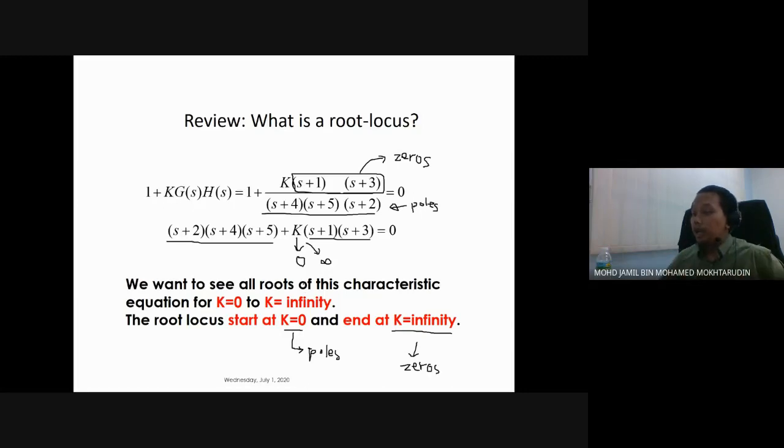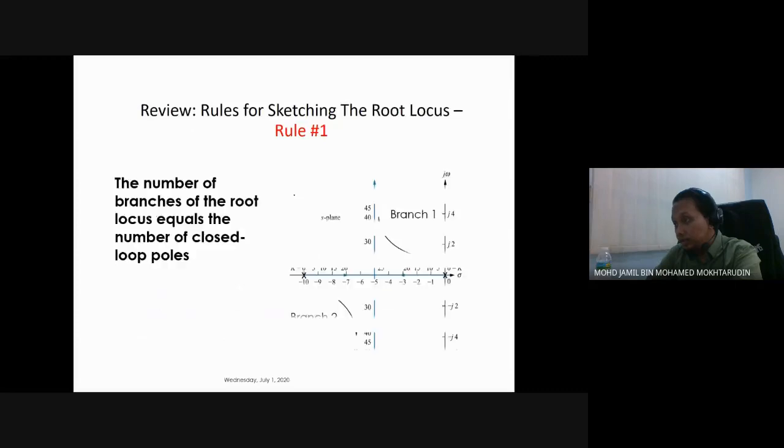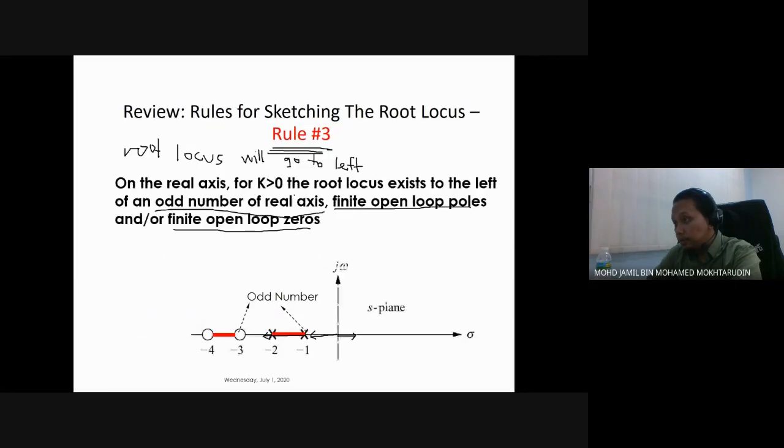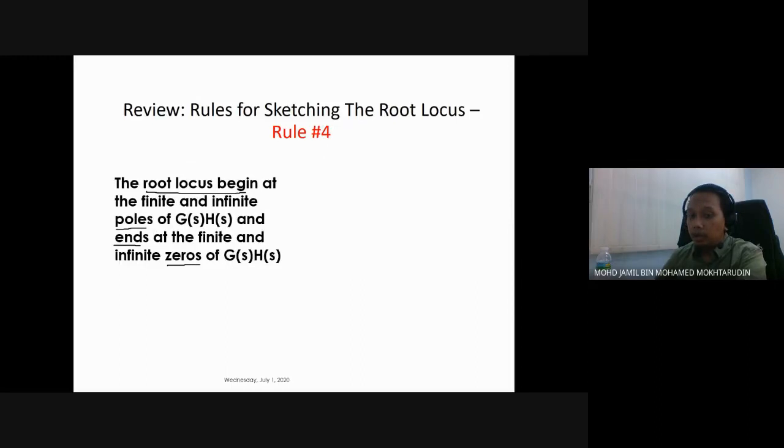So instead of substituting 0 and infinity into k, what you can do is find the poles of this transfer function, then you get the value of poles at k equals 0. And then you find the zeros, and you will get the value at k equals infinity. So you have to find poles and zeros for root locus, and your root locus will always start at poles and end at zeros.